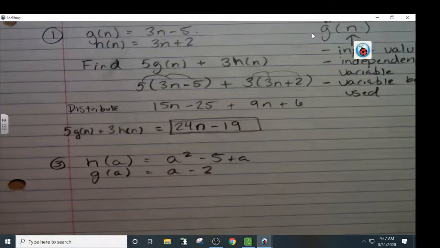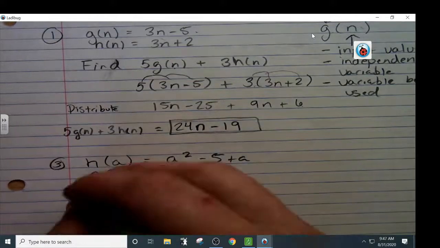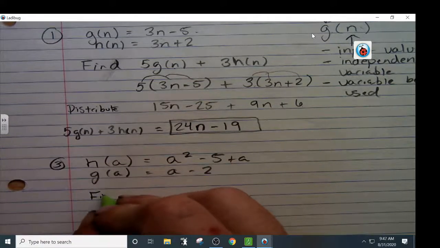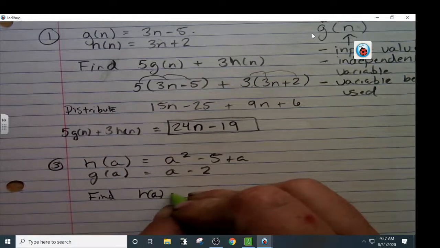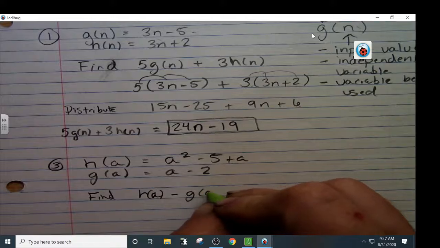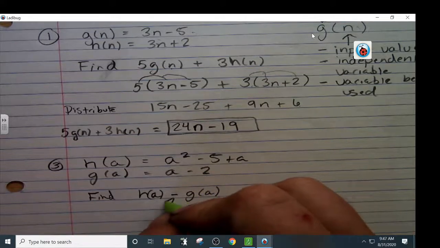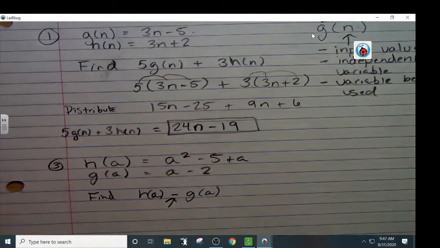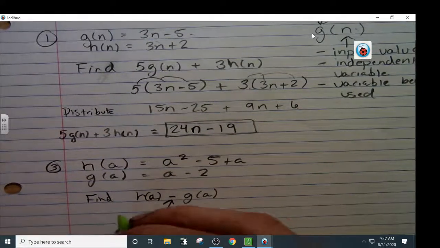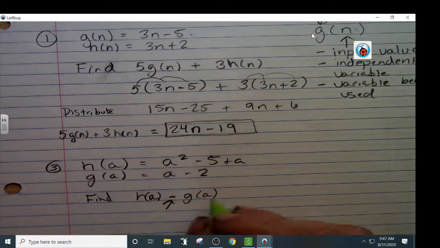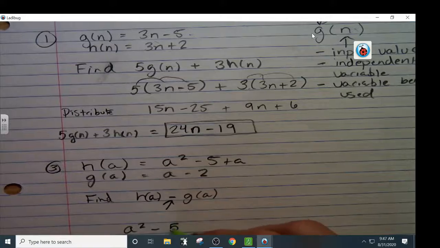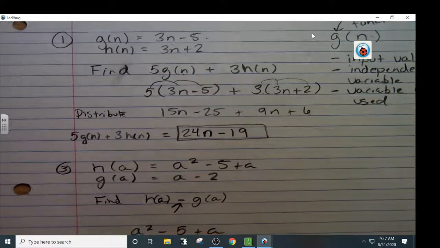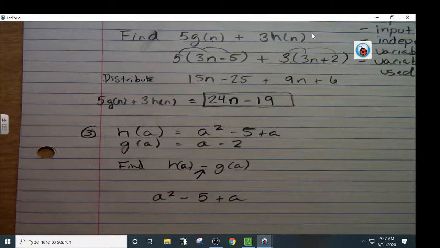Now, guys, you got to be real careful here because the reason why it says find h of a minus g of a. The main thing you got to watch out for is that minus sign right there. I'll show you what you do to make sure you do it correctly. So what we got to do is take these and subtract them. So it's going to be a squared minus 5 plus a, because h of a is in the operation first.